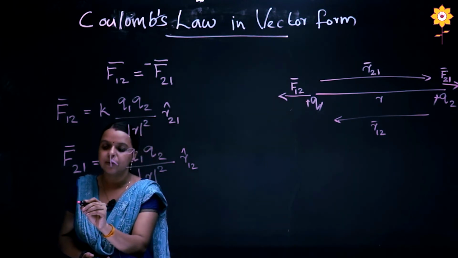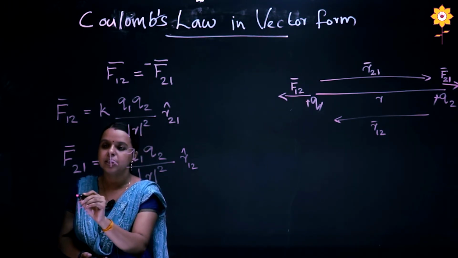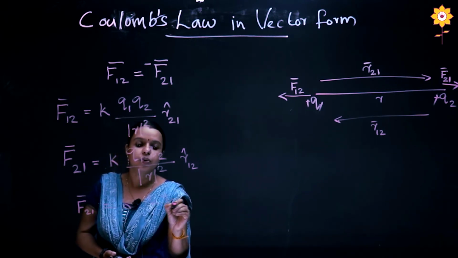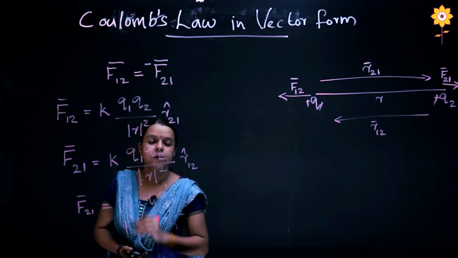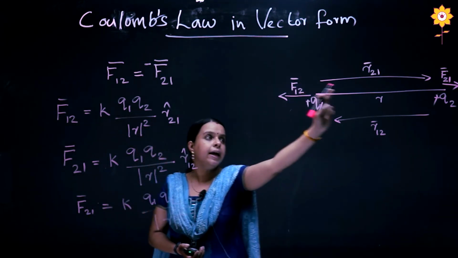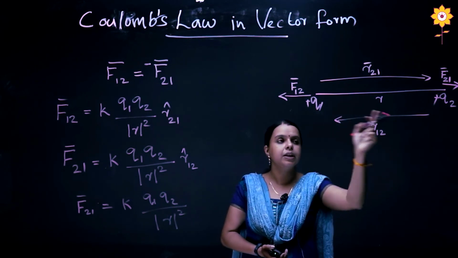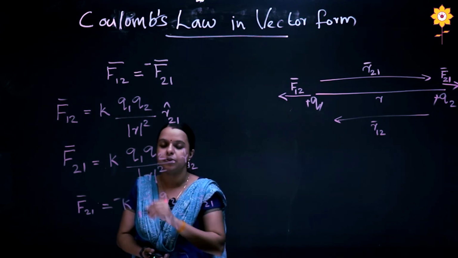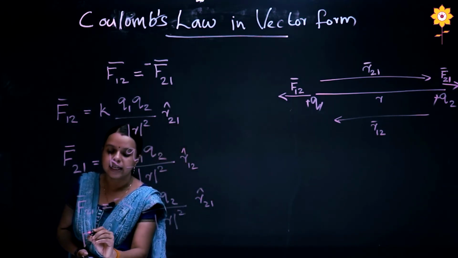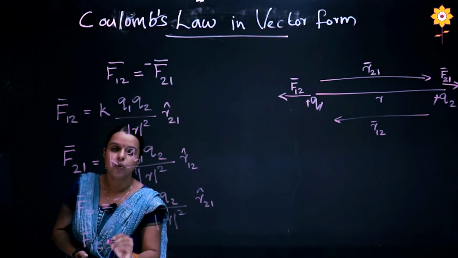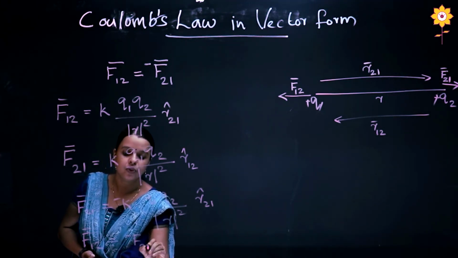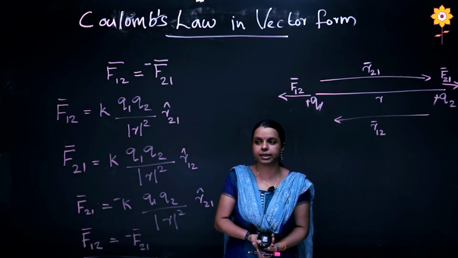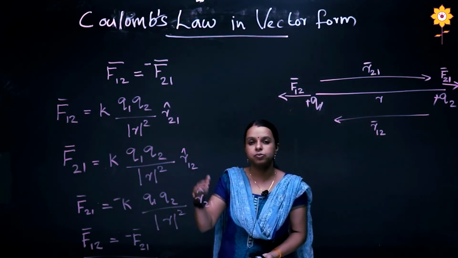From this equation we can rearrange F21 as equal to K into Q1 Q2 by R square. Here r12 and r21 are equal but in opposite direction, so it can be written as r21 itself with a negative sign. So from this we get that F12 is equal to minus F21. This is the basic equation for Coulomb's force.